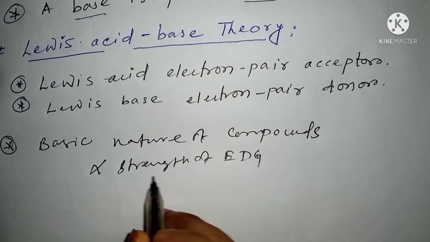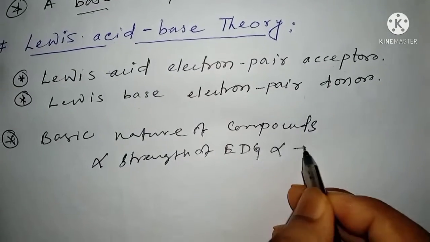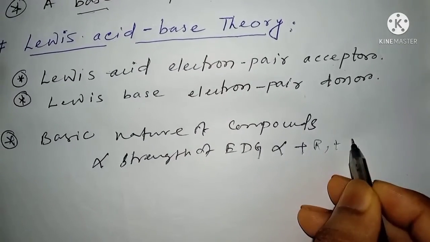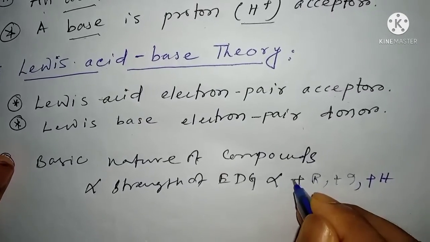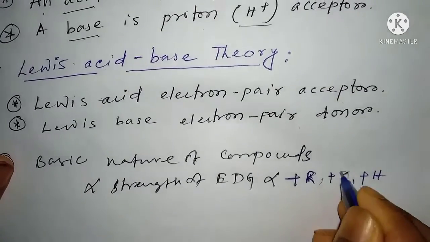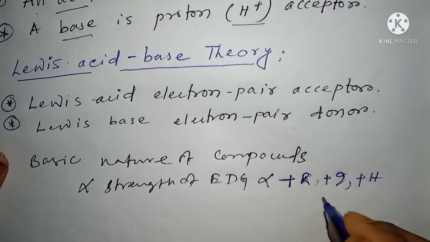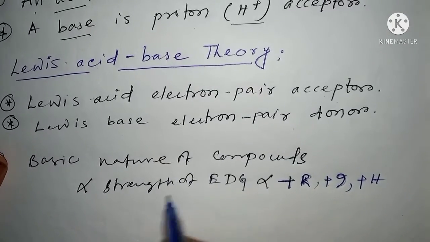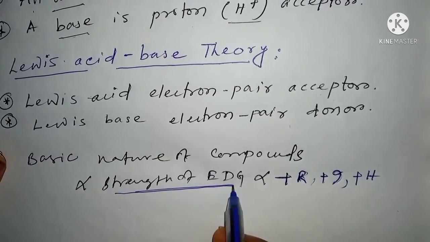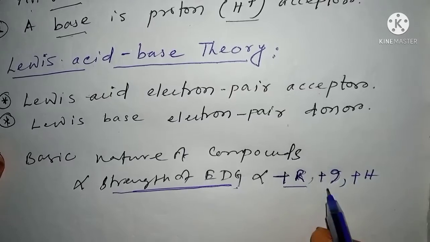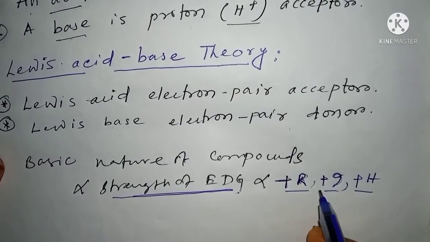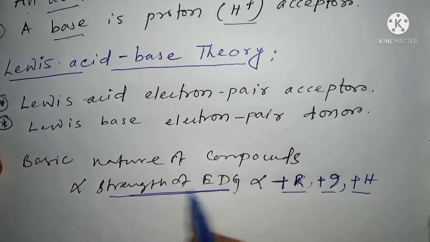Now the strength of the electron donating group means plus R effect, plus I effect, plus H effect. That means resonance effect, inductive effect, and hyperconjugation effect. The basic nature of the compound depends on the electron donating group. Remember this: plus R, plus I, and plus H increase, so basic strength increases.